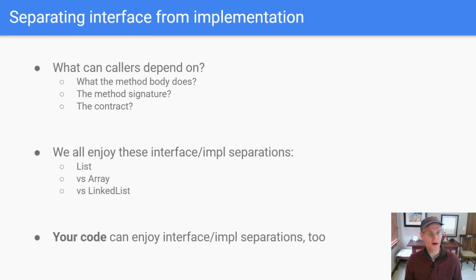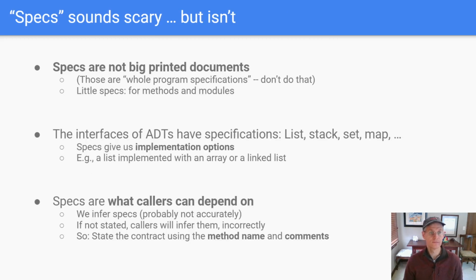So we all enjoy that interface split with lists and array lists and linked lists. Okay, we know what we get with each one of those. And it would be great if your code could enjoy that separation as well. Now, when we talk about specifications, that's what we're really talking about when we're talking about contracts. And specifications sound scary. It sounds like a word out of the 1970s. It sounds like binders of printed materials on shelves, and it's the kind of thing that we don't do anymore. But really, that's not what we're talking about here.